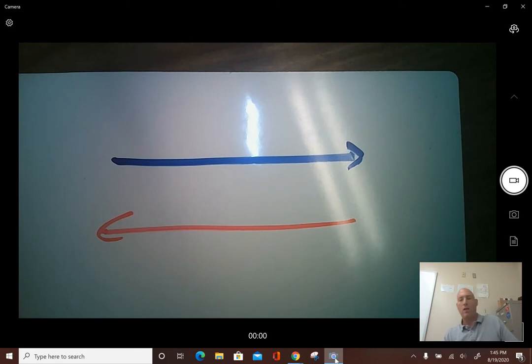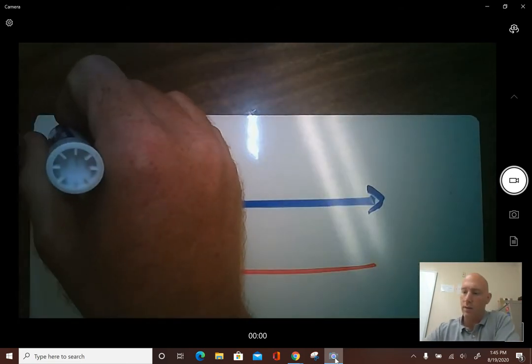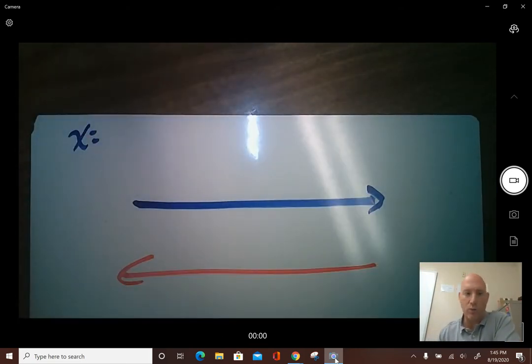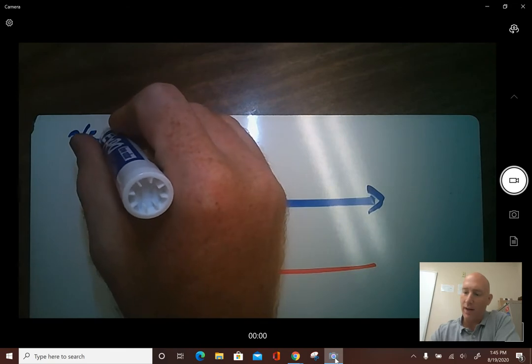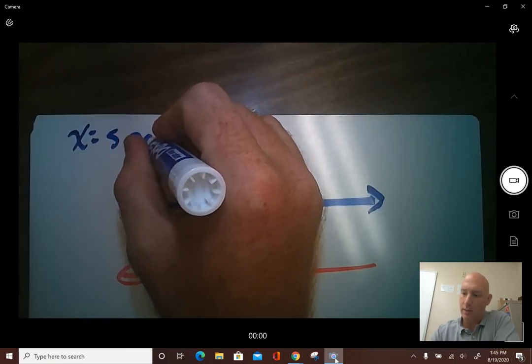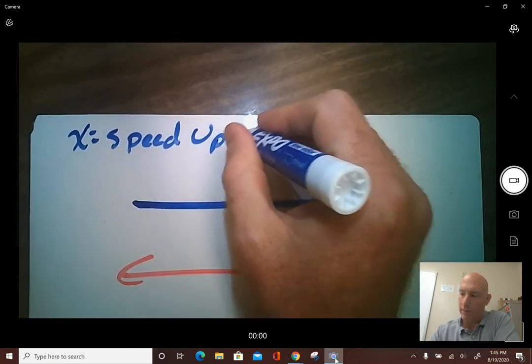Well, the thing we are searching for, remember I said 9 times out of 10 our variable will be that. x is going to represent my speed upstream.